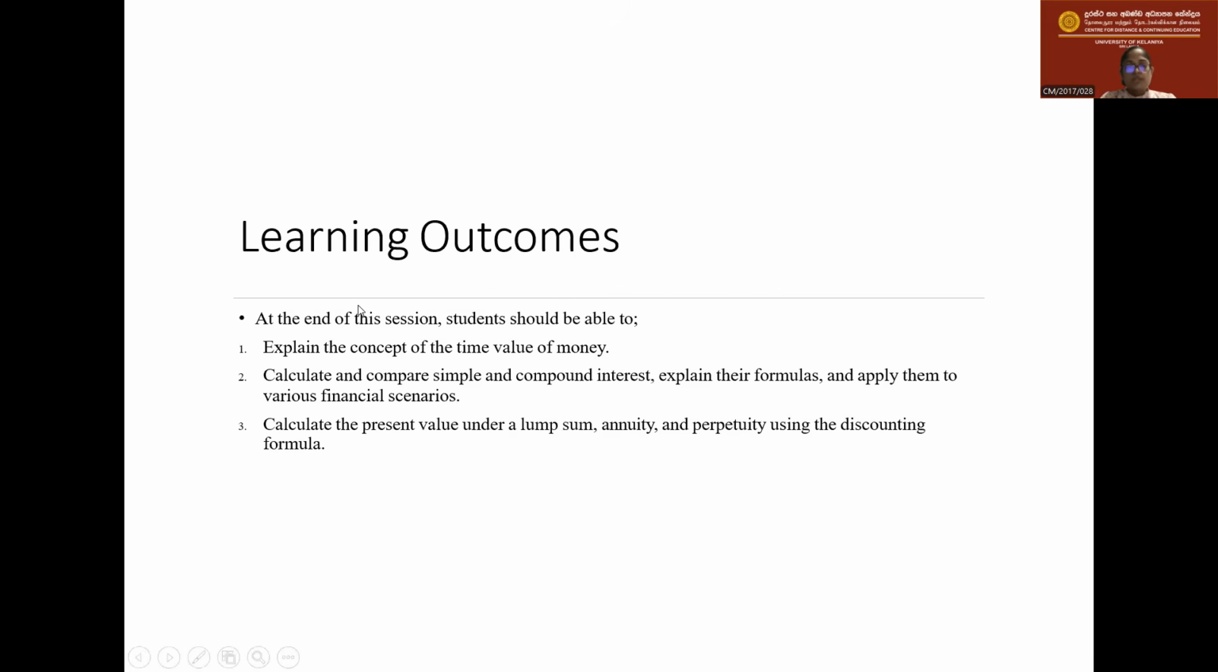These are the learning objectives. At the end of this session, you should be able to explain the concept of time value of money, calculate and compare simple interest and compound interest, explain their formulas and apply them to various financial scenarios, and calculate the present value and future value under a lump sum, annuity, and perpetuity using the discounting formula.